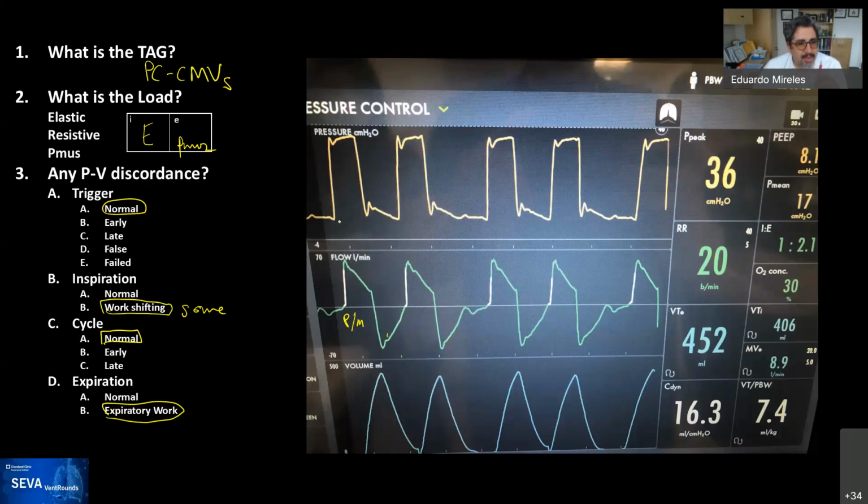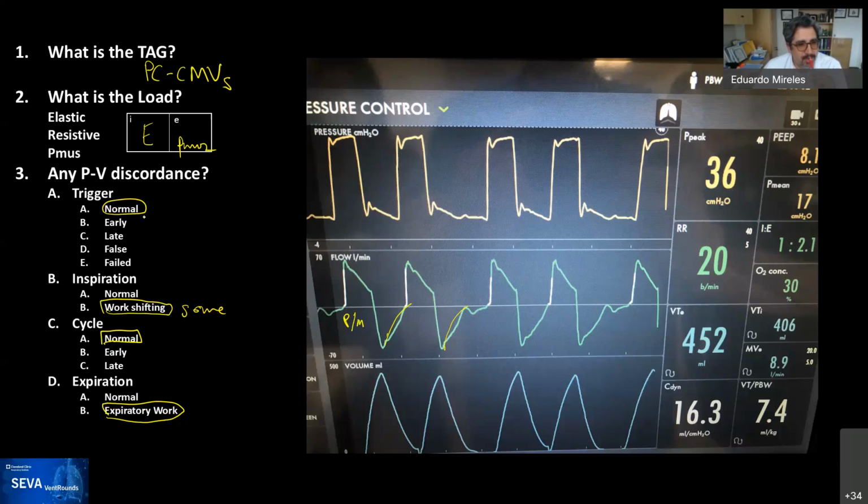And then during expiration, it doesn't decay. I mean, you would expect this to decay something like that. It doesn't, which makes you think that there's some expiratory work, and I would have to tend to agree with Eadi unless there's something else that I'm missing. But it looks like the patient is doing some effort to inhale and some effort to exhale, at least from this waveform. That's how I would have read it.